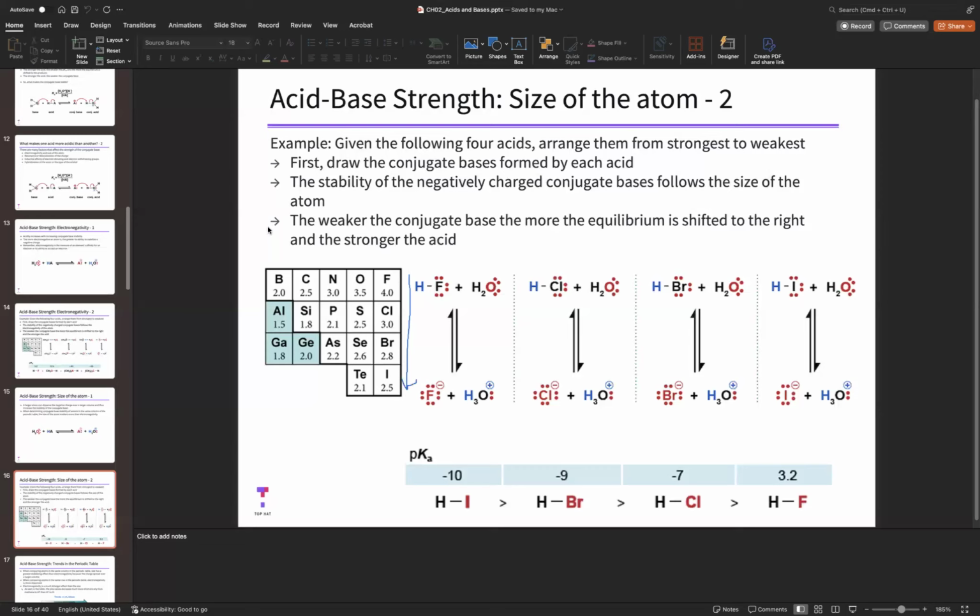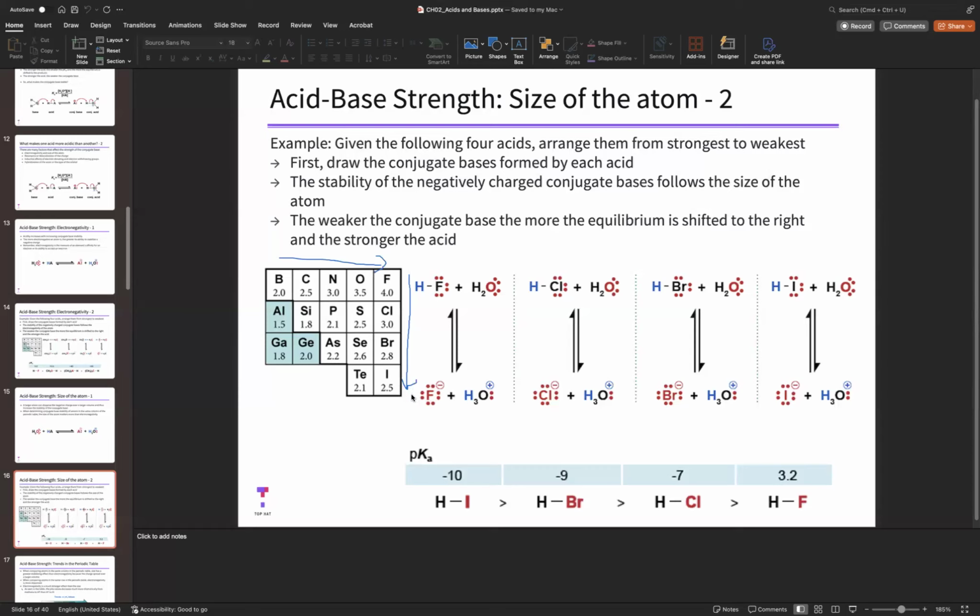Earlier we saw that electronegativity wise, the trend was this way, right? In terms of acidity. Now, size wise, the trend is from top to bottom. So the same logic we applied earlier for electronegativity also applies again. You will see it apply again and again. It's the stability of the conjugate base.